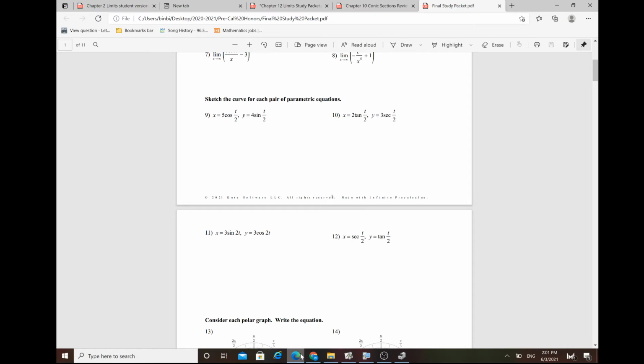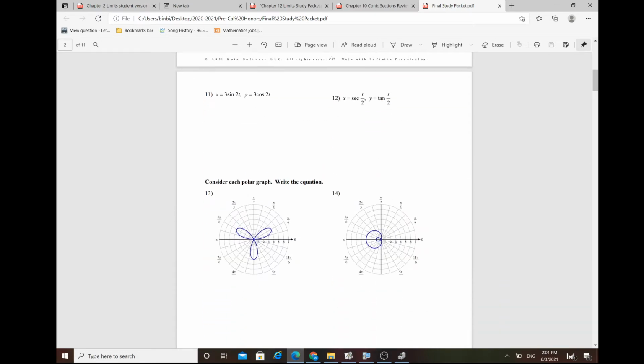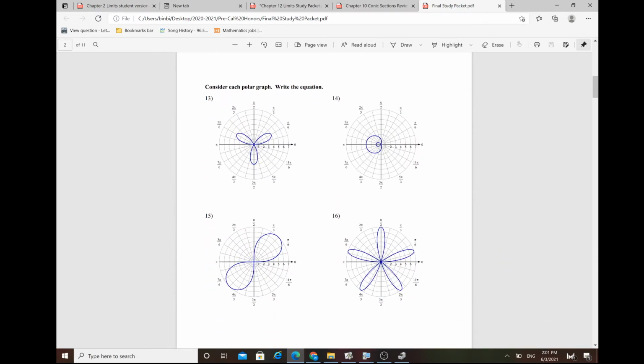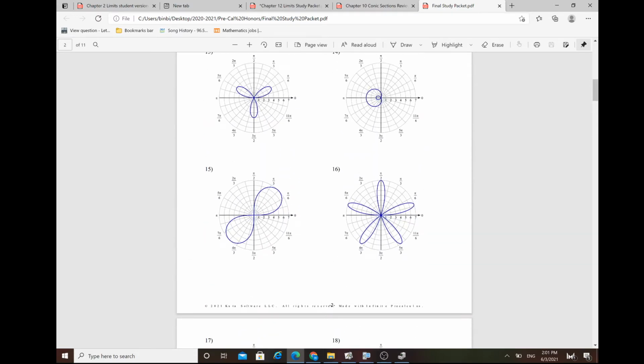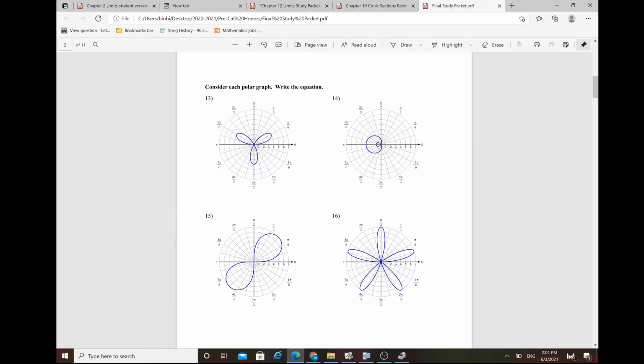Okay, so now let's see what else we have for the rest of this. The next set is 13 to 18. It's about classifying the polar equation and writing the equation for the polar graph.